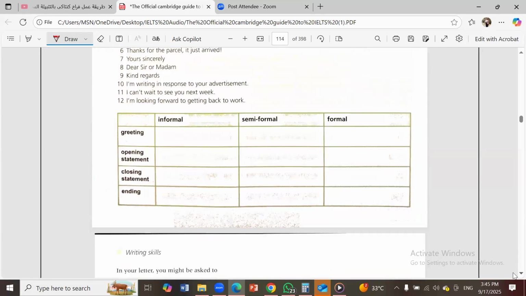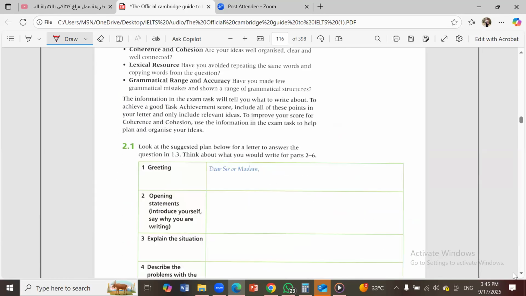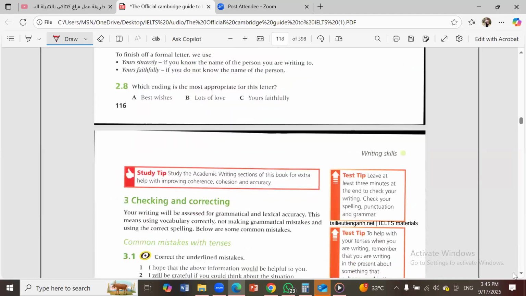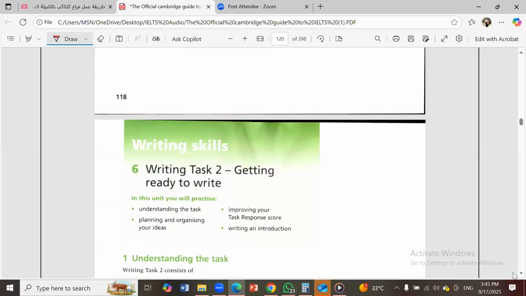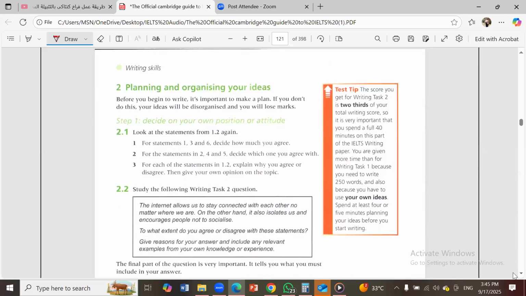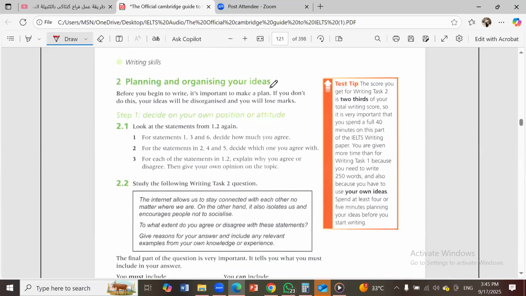Let's shift to another part. Planning and organizing ideas. For sure, we have to pay attention to the test step. The score you want to get in the writing is 2/3 of the total writing score in this task. So it's very important that you spend the full 40 minutes on this part. This is task 2.